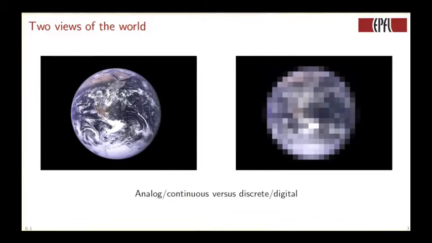We have seen these pictures before. These are the two views of the world. On the left, you see the analog world, the one we live in, and it's shown by a picture of the Earth taken by the Apollo mission. On the right side, you have a digital view of the world. This is taken by a digital camera, then very strongly pixelized, and the values are actually also discrete. So this is the view that you have of the world inside a computer. In short, this is a contrast between an analog continuous view versus a discrete and digital view of the world.